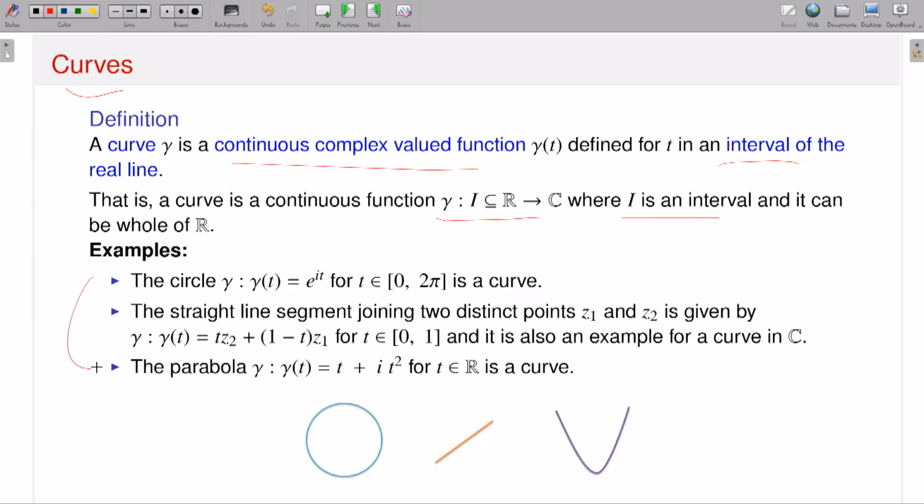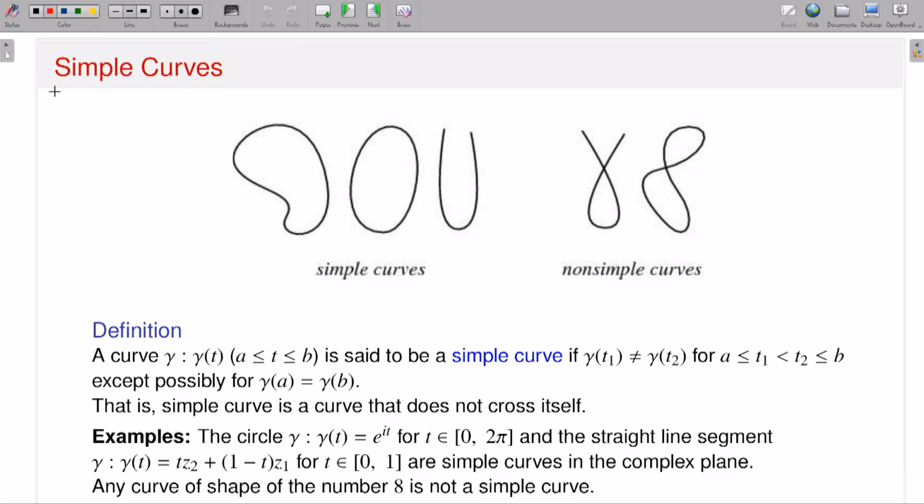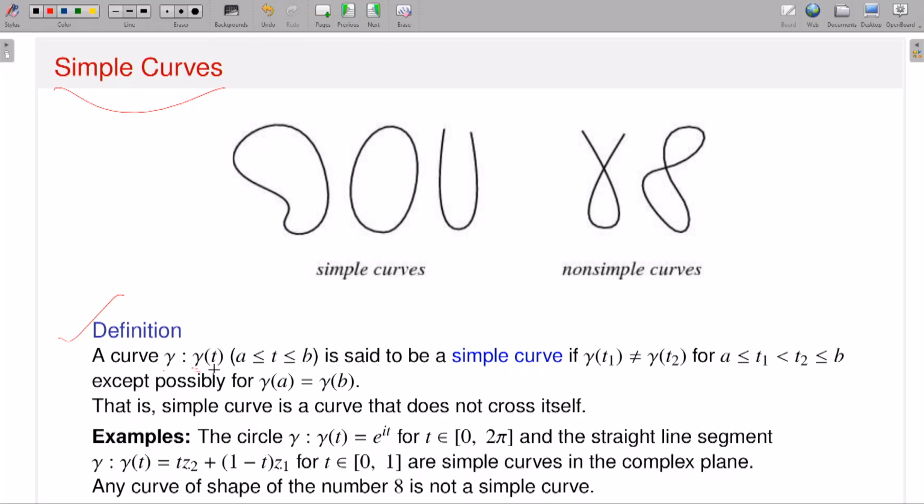Now once I have the definition of a curve, I will talk about what I mean by a simple curve. A simple curve means a curve which is injective except at the endpoints. So if I have a curve and I denote that curve by gamma, sometimes gamma is called the parameterization. So a curve gamma of t, or gamma, is a map from a closed interval [a, b] to C, and is said to be a simple curve.